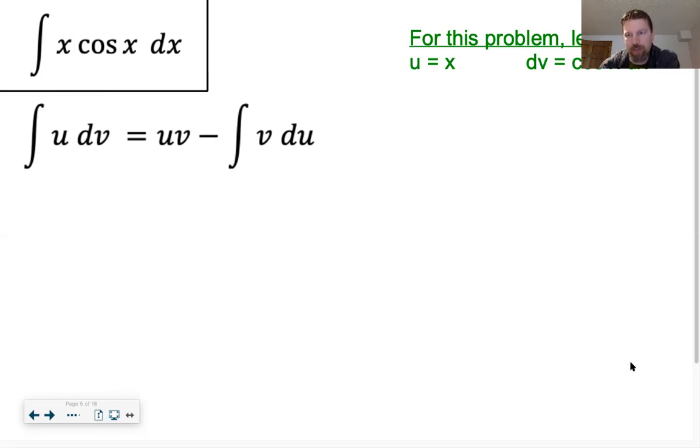I'm going to move my video. I moved it to the bottom just in case you can't see it. Right up here, it should say dv equals cosine of x dx.